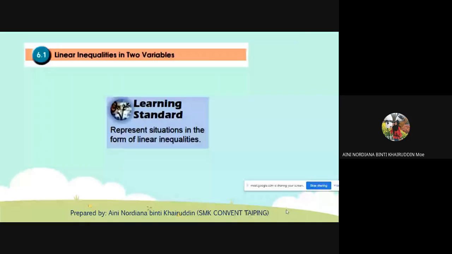We start now. Forms into variable. This is one. Our learning standard for today's lesson is to represent situations in the form of linear inequalities. So how do you represent a situation in the form of linear inequality?